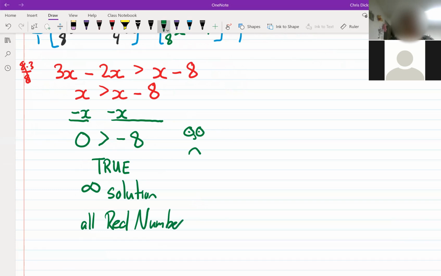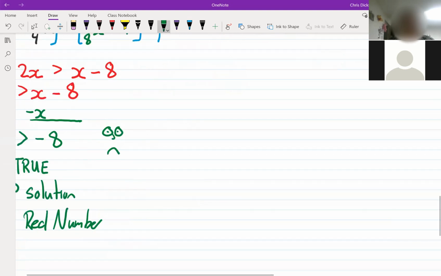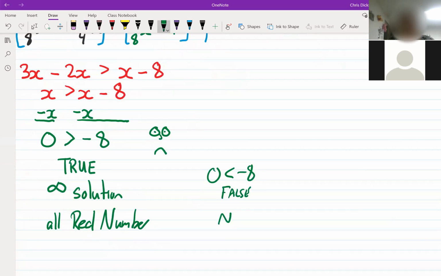If the statement had been false, let's say you got something like 0 is less than negative 8, so that would be false. Then that means no number works, so no solution. It's kind of weird, but any number you can think of right now, if you pick 5, 7, 8, negative 2, negative 3, and you plug it into that question above, it will work for you.